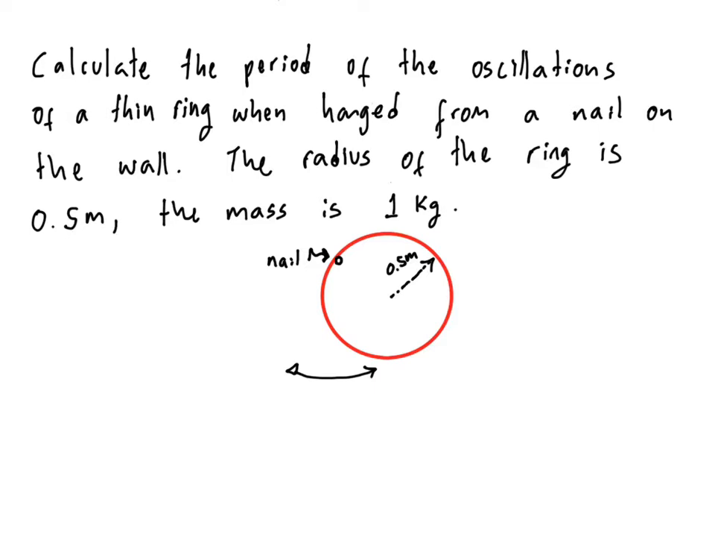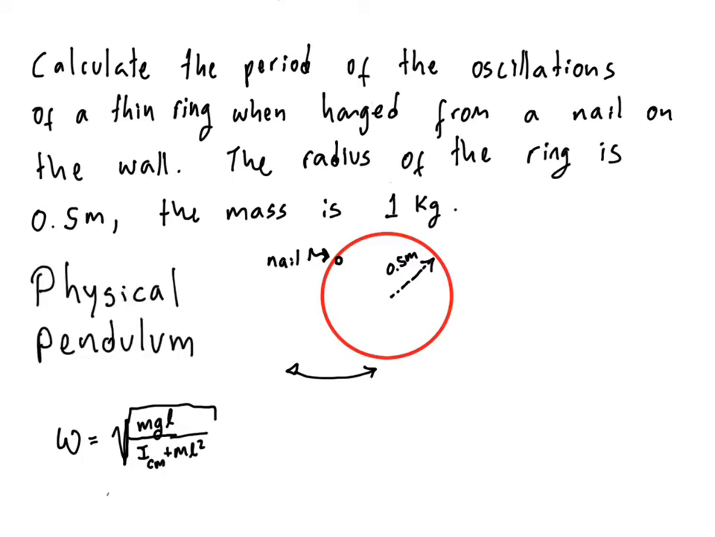All right. The kind of problem that we're dealing with here is called a physical pendulum. Clearly that thing is going to oscillate back and forth like a pendulum, but it is not a thin string with a bob at the end. This is a ring, so it is not a simple pendulum. Any pendulum that is not a simple pendulum is called a physical pendulum.